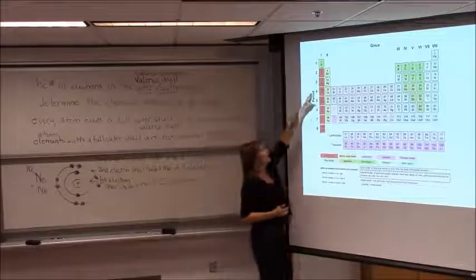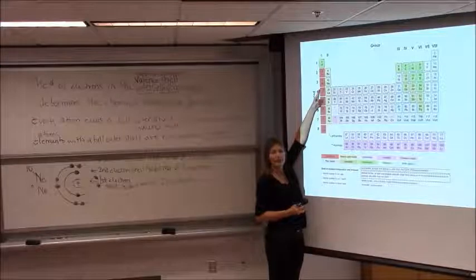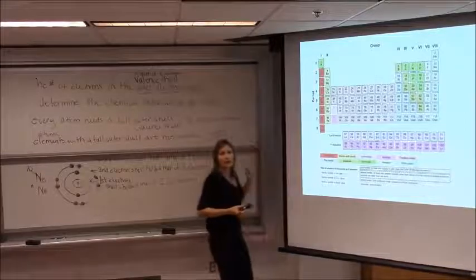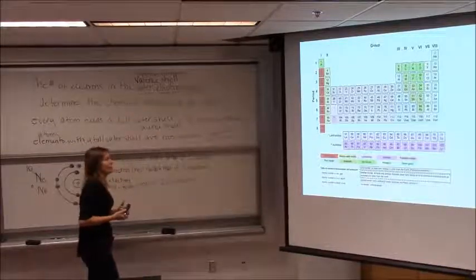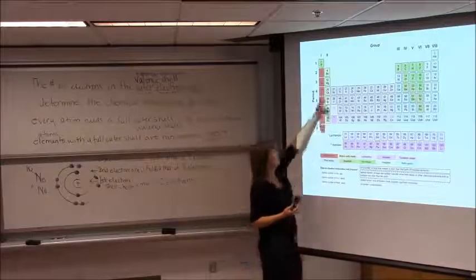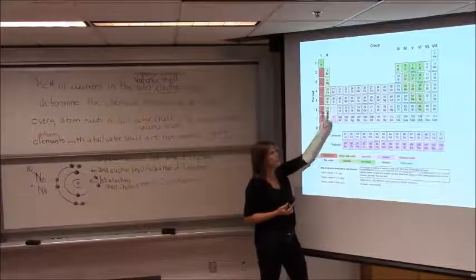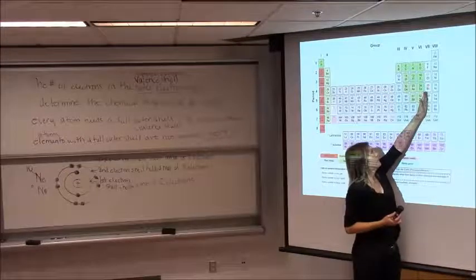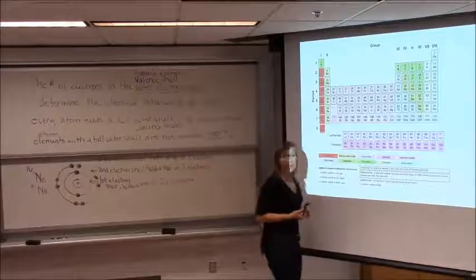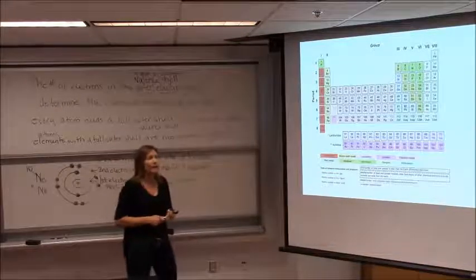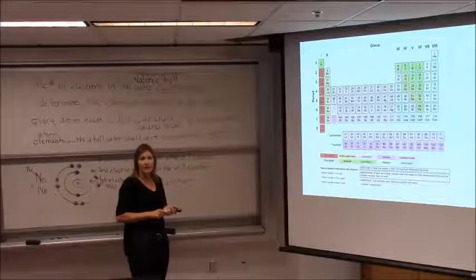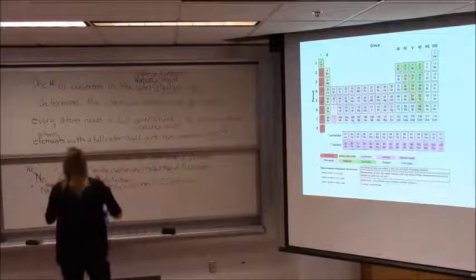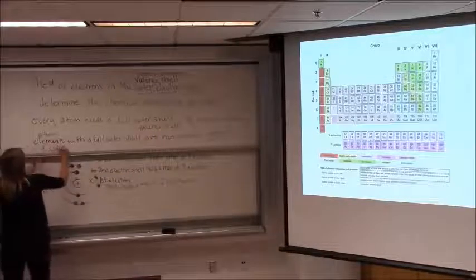If you're in column 1, you have 1 electron in your outer shell. Remember, we did hydrogen, lithium, and sodium, and they each just had 1 in their outer shell. Column 2, 2 electrons in the outer shell. 3 has 3, 4 has 4, all the way over to column 8. Column 8 has 8 in the outer shell. The exception, of course, is helium. Helium only has 2 total, but it does have a full outer shell. So everything in column 8 is inert.